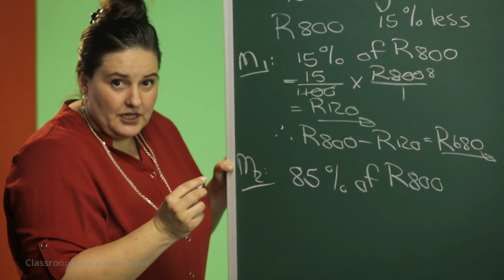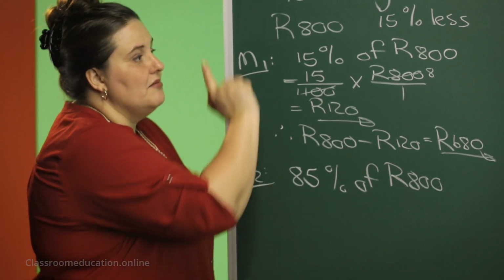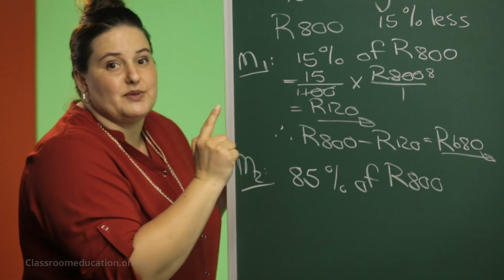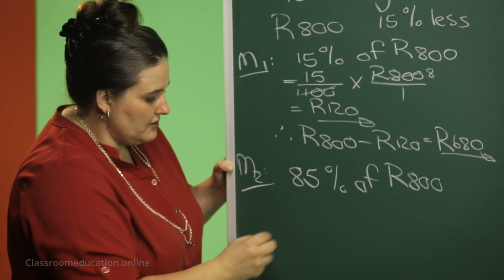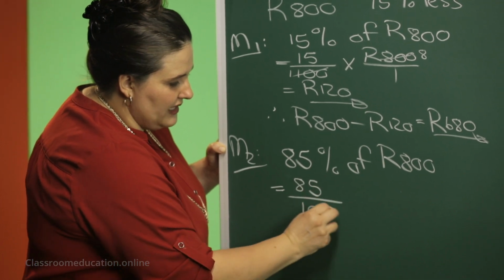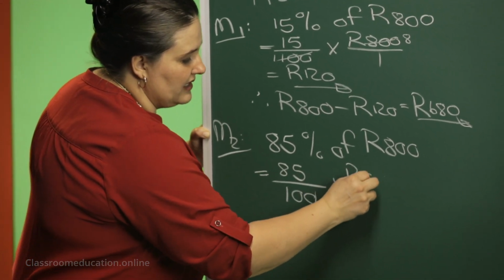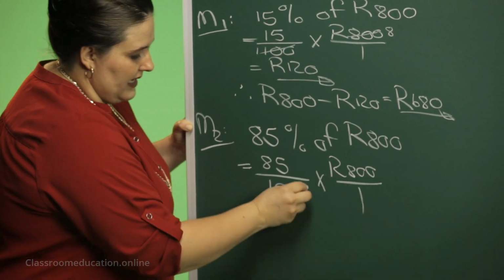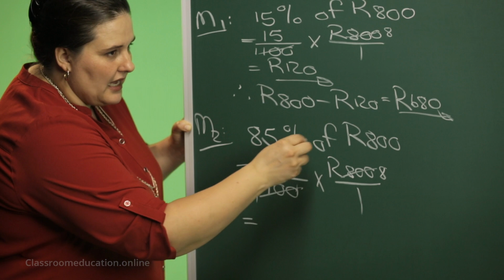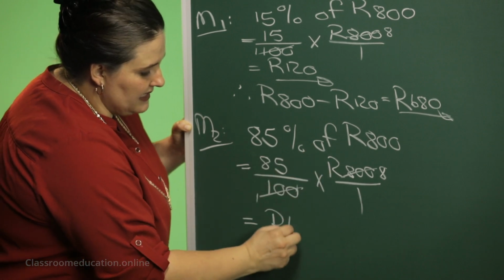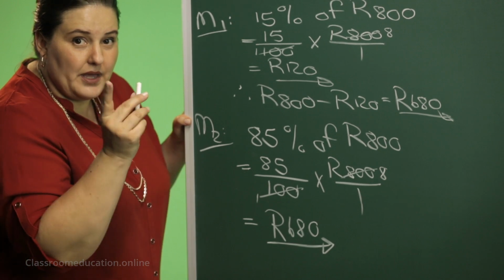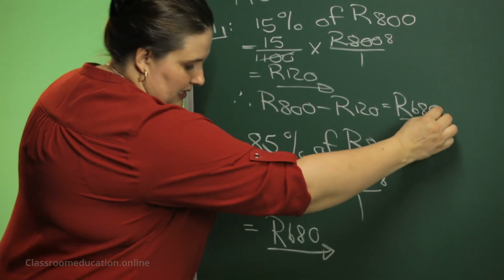Okay, you agree? So I said 100% minus the 15% will give me a value of 85% of the 800 Rand. So let's work it out. 85 over 100 times 800 over 1. Cancel out. 100 can go into that 8. And 85 times 8 will be 680. And can you see that we are now actually at the same answers?